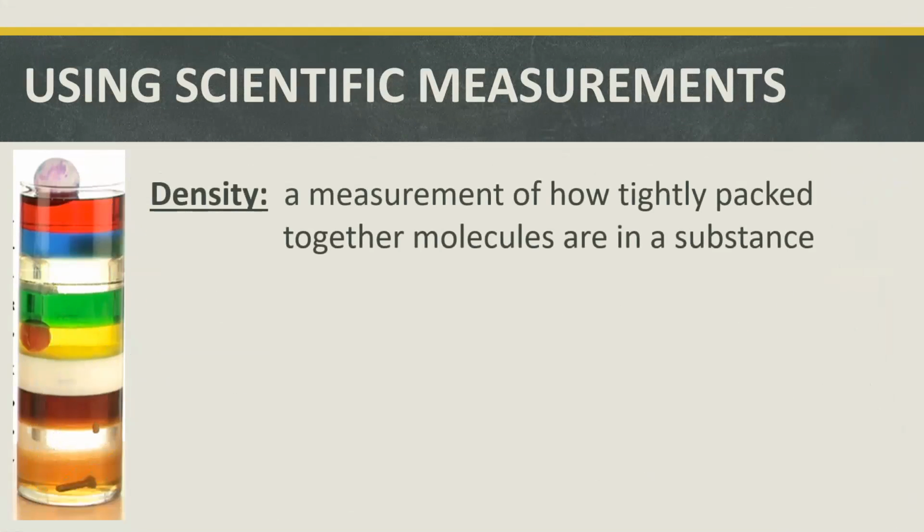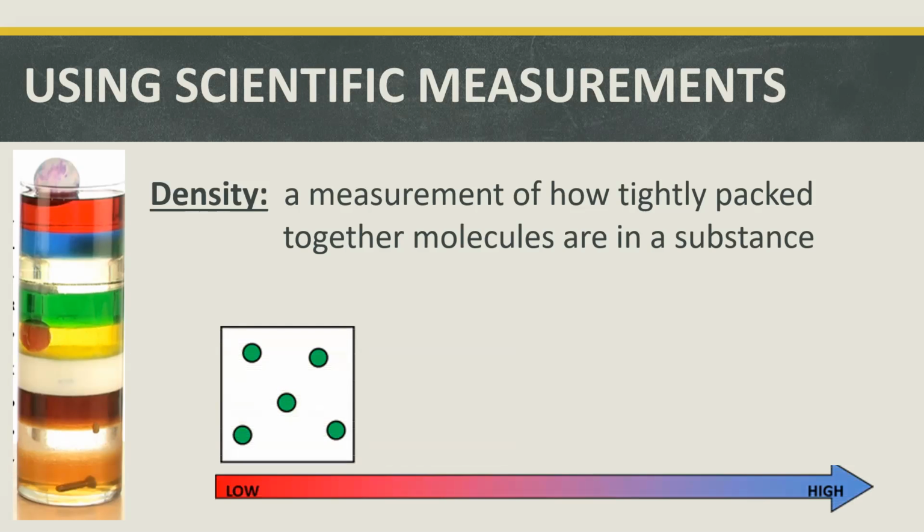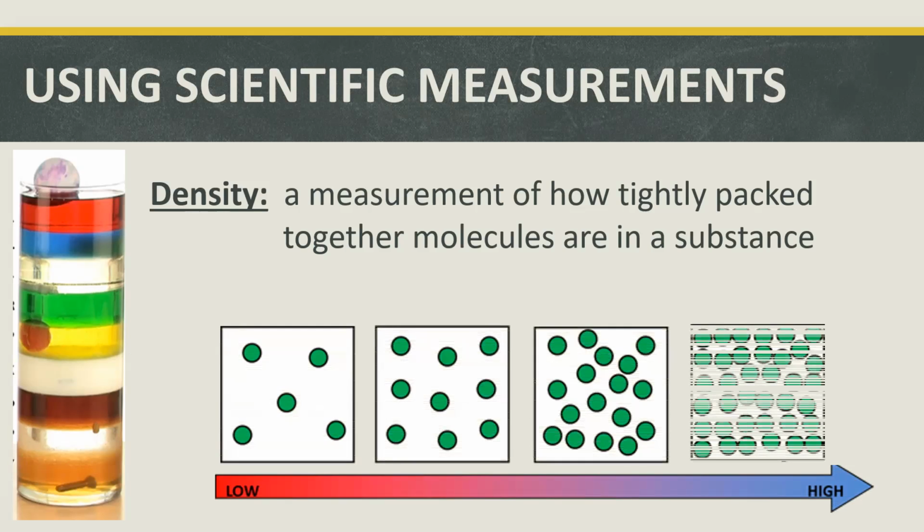So using scientific measurements, the first measurement we're going to talk about is density. Density is defined as a measurement of how tightly packed together molecules are. A lot of times people associate density with weight. Weight, and specifically mass, do have something to do with density, but density is just how tightly packed together those molecules are. For example, the first picture represents low density. The molecules are very spread apart. Then you increase to high density, the closer together the molecules get.